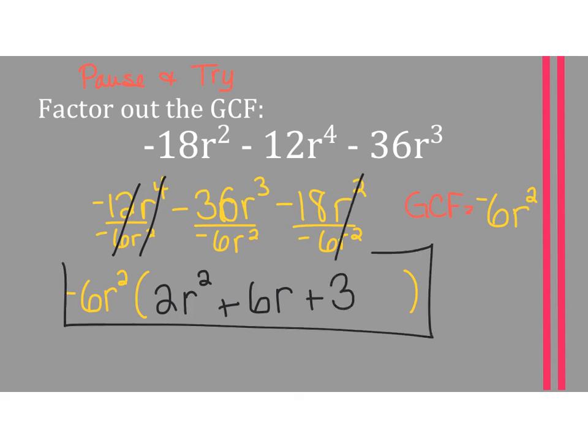Okay? So again, to check to make sure you got the biggest number, look at these coefficients inside. The biggest thing that goes into both 2, 6, and 3 is 1. So this is completely factored.